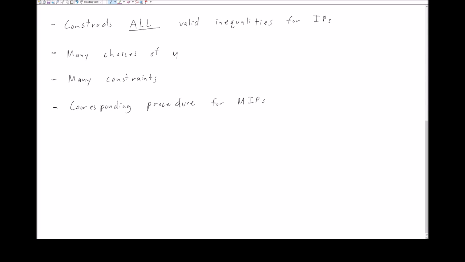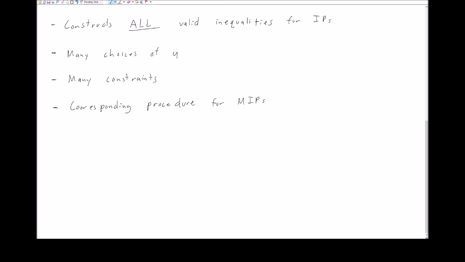So now we can talk a little bit about this procedure. The first very surprising fact is that this procedure, if we look over all different values of u, is going to construct all different valid inequalities for the integer program. That is, if we can write a valid inequality for an integer program, then it can be constructed by this procedure. This is a surprising and powerful fact.